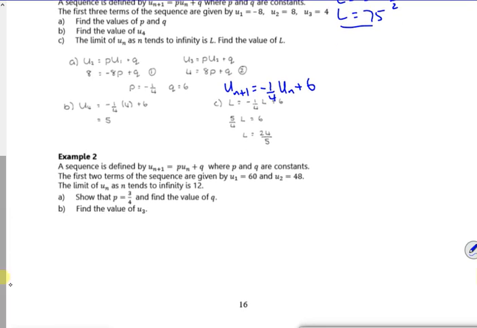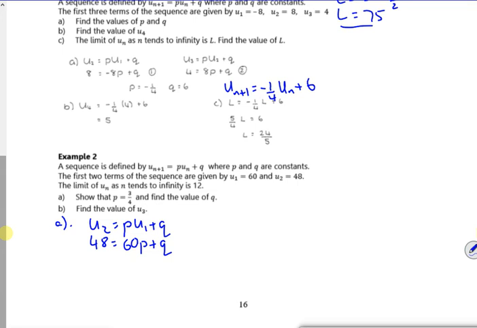Right, let's have a look at example two, see if I've got enough time to do it in. Oh, yes, there is. So a sequence defined by that, where p and q are constants, first two terms given by, and the limit is. So I've actually got the limit this time, haven't I? So what do I know? From the information I've got, I know that u2 is p u1 plus q. So I know that 48 is 60p plus q. There. So what else do I know? I also know that the limit is 12.